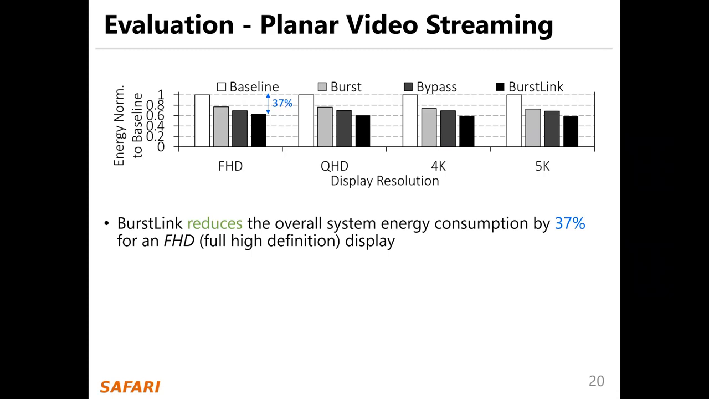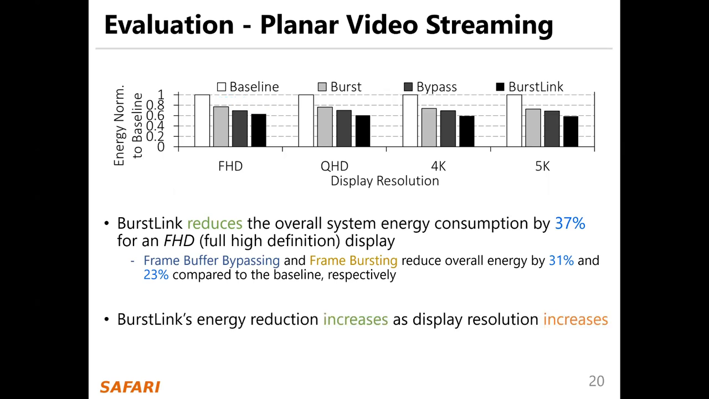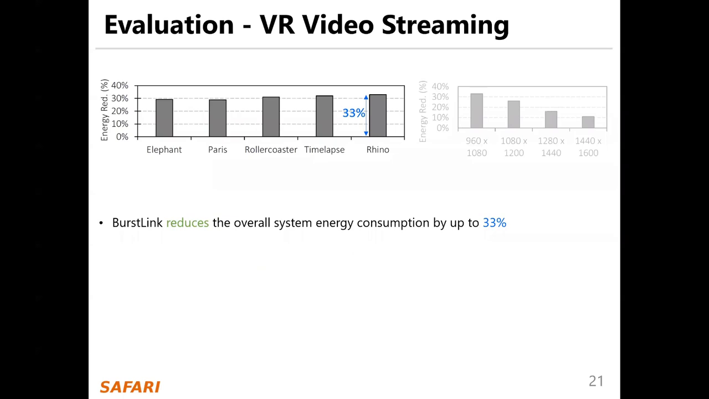BurstLink reduces the overall system energy consumption by 37% for a full high-definition display. Frame buffer bypassing and frame bursting reduce overall energy by 31% and 23% compared to the baseline, respectively. BurstLink's energy reduction increases as display resolution increases. For a 5K display, BurstLink reduces the overall system energy by 32%. BurstLink reduces the overall system energy consumption by up to 33%.